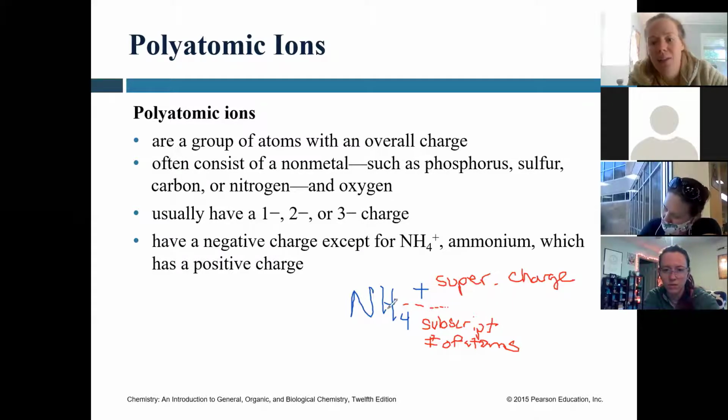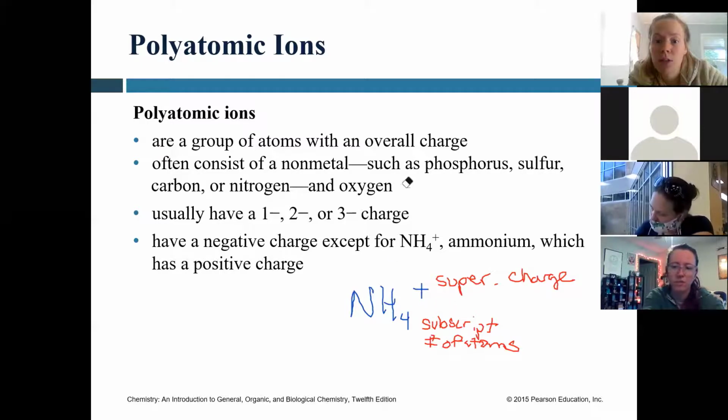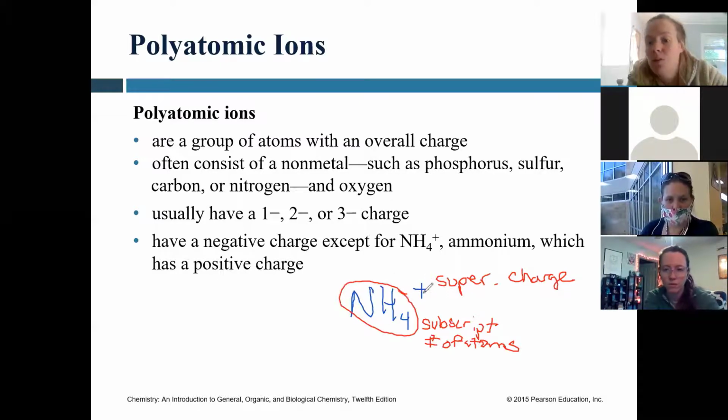It's not saying NH with 4 positive hydrogens. It's saying that there is an NH4 or 1 nitrogen with 4 hydrogens. And this packet of atoms has an overall positive charge. So the positive is talking about this as a unit. If we were to break this up, it wouldn't have that positive charge anymore.